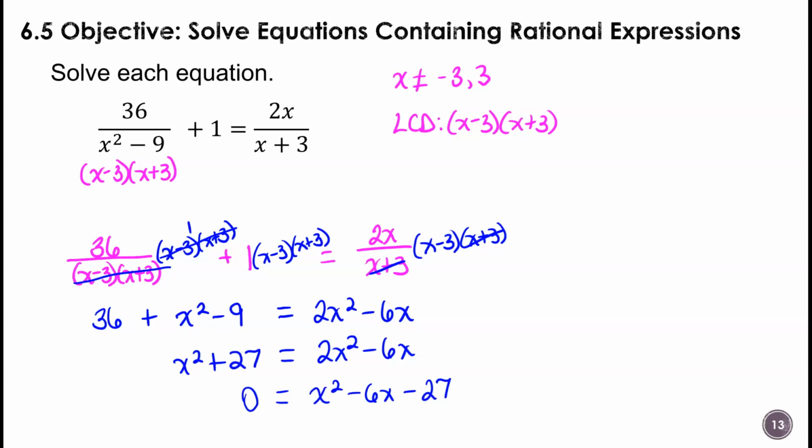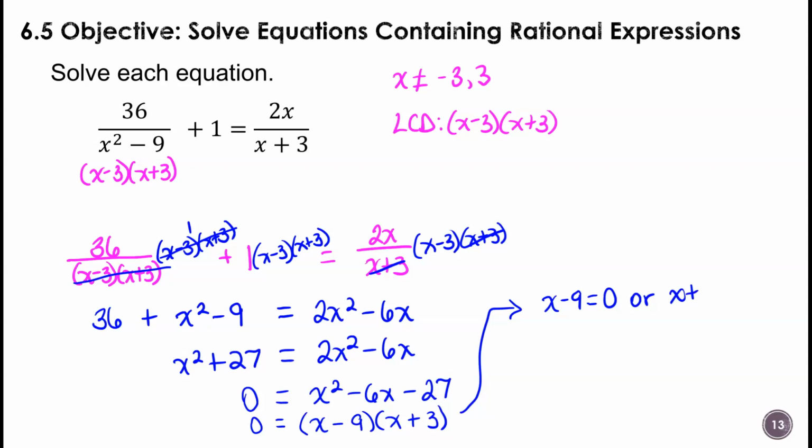And then I'm going to factor: factors of 27 that have a sum of -6 would be -9 and +3. I'm going to set those equal to 0 and solve. So x equals 9 or -3.